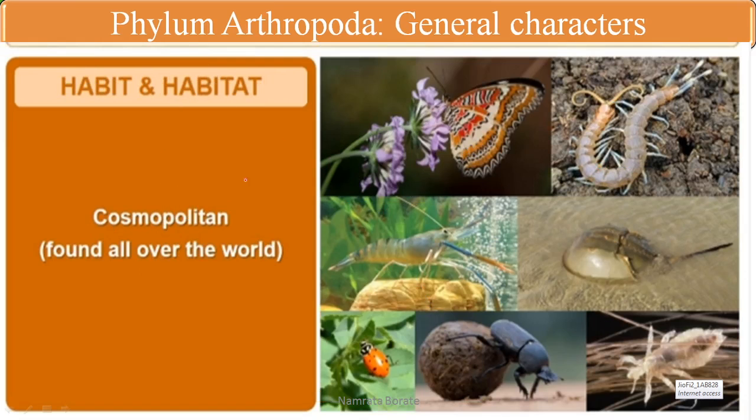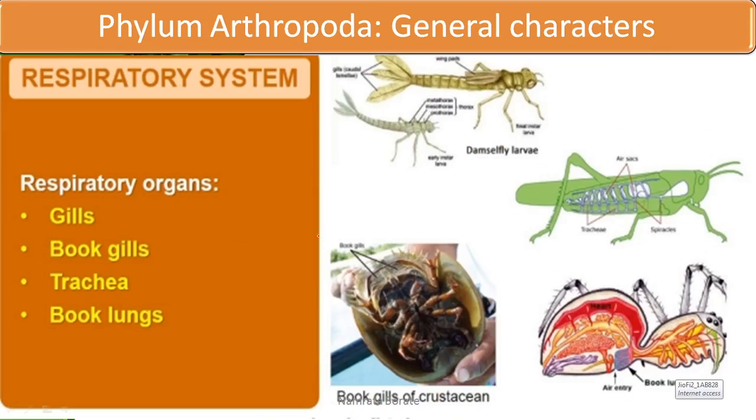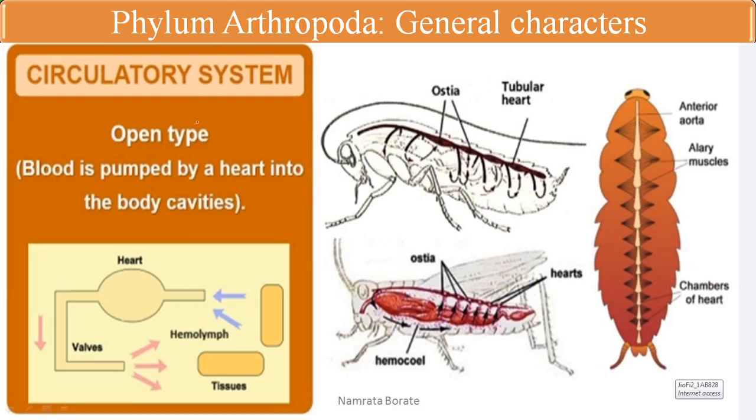Next about the habit and habitat, they are cosmopolitan in nature, means they are found all over the world. In all the regions of the world, these organisms are found. So they are cosmopolitan. The next characteristic is about respiration. The respiration is by means of gills, book gills, trachea, or book lungs. So the respiratory system varies in this organism.